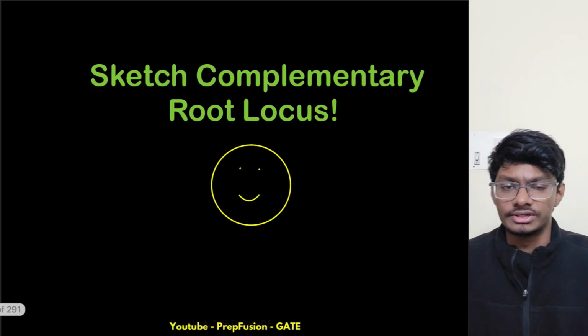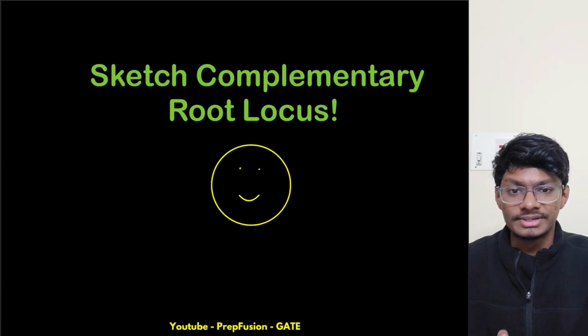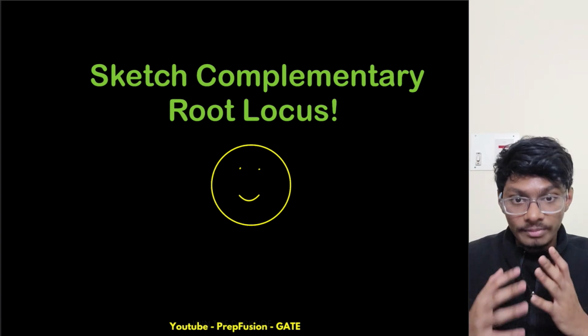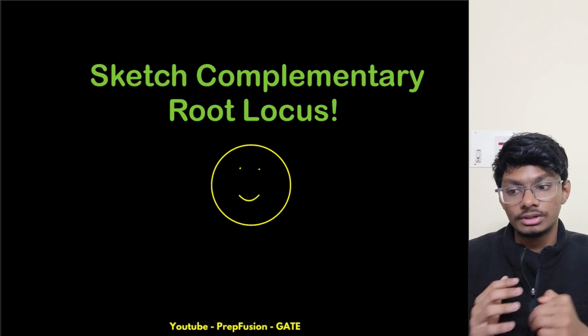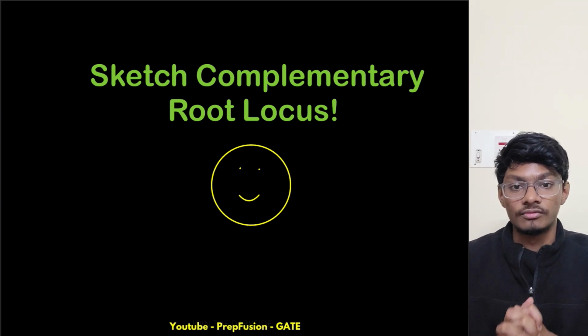And we solved the example. So this was basically the complementary root locus. In the next lecture, we'll do a few more examples, and we'll understand what happens when my value of system parameter k becomes negative. Thank you for watching.